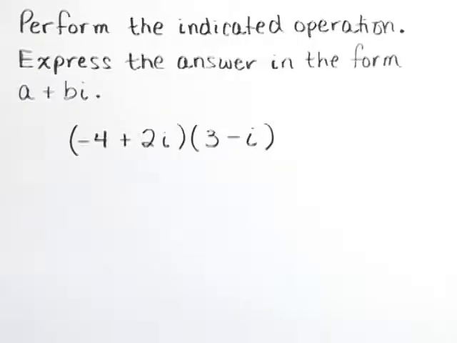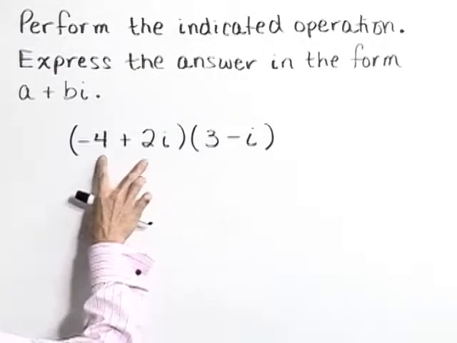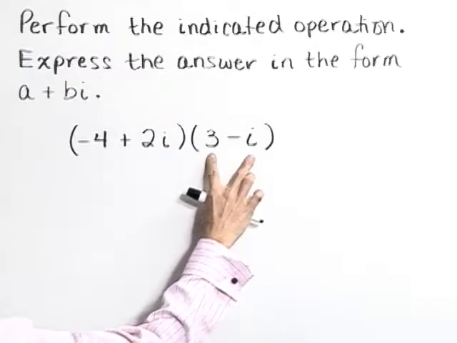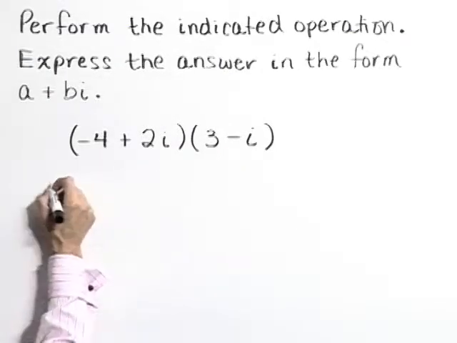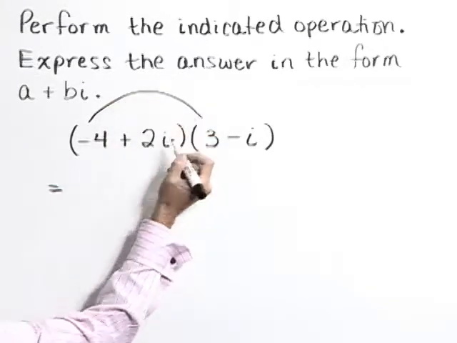Perform the indicated operation. Express the answer in the form a plus bi. Here we're going to multiply two complex numbers, negative 4 plus 2i times 3 minus i, and we'll do that using the FOIL method. So multiply your first terms.